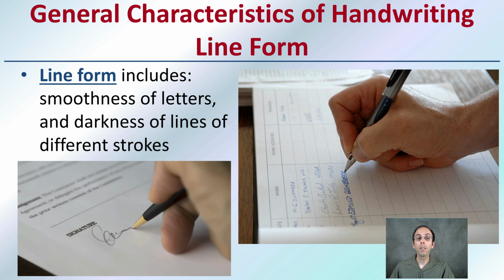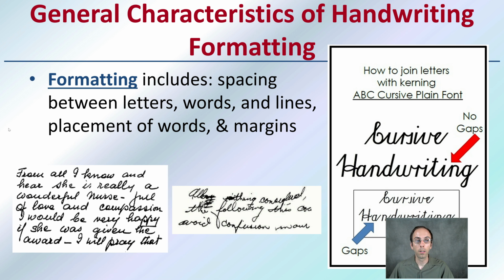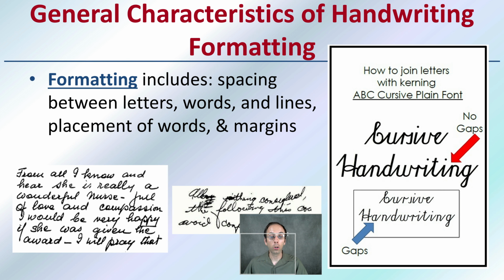You also have to consider line form, and this includes the smoothness of the letters and darkness of the lines of different strokes. So how are they writing? This can be very messy, and you may not be able to read what name it is, but again, these characteristics can be carried through. Looking at line form, if it's written on a piece of paper that does have lines, that can affect certain things, as well as the darkness of the lines and strokes and the pen pressure that the person may be utilizing.